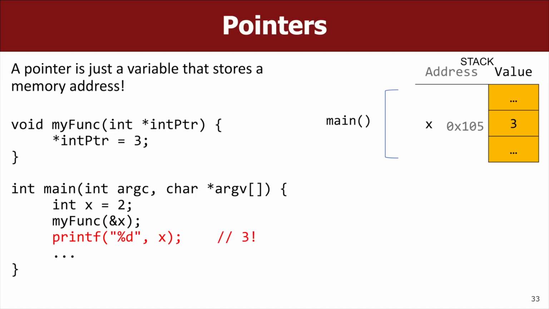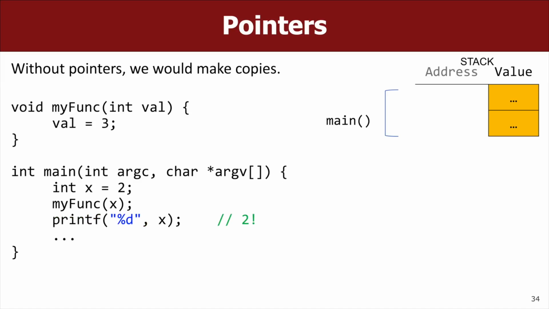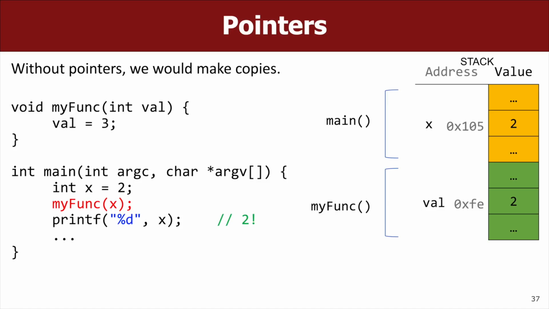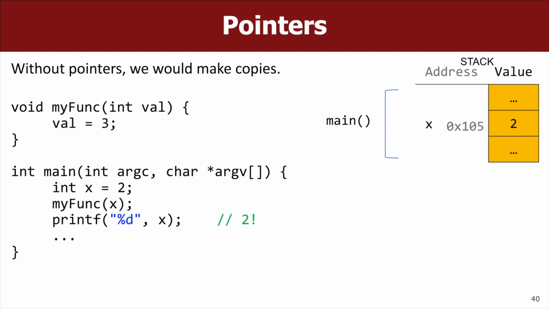Now, if we didn't have pointers, we would just make copies of the values. In this case, if x was passed as just an int instead of an int pointer, we would allocate memory for x, which is 2. We would pass x as a parameter, which just passes the value 2. So when we make stack space for myfunc, val would store the value 2. And so when we update val to be 3, we just change the local copy that myfunc has instead of the copy in main. When myfunc finishes and the stack space goes away, main still prints out 2 because its value is still unchanged.